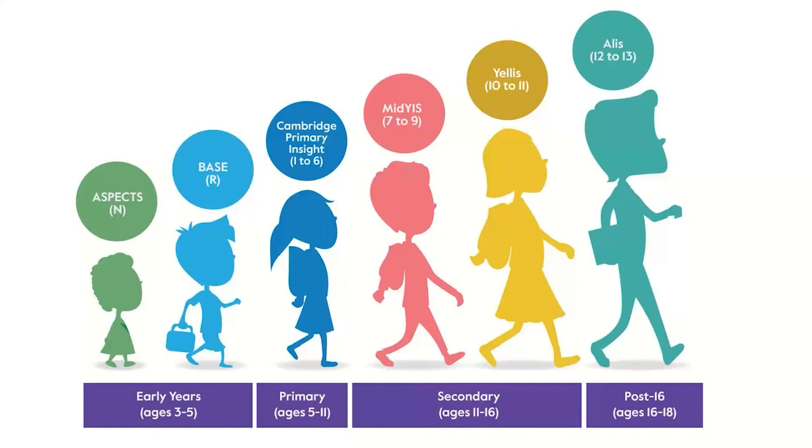So Cambridge Primary Insight fits into this gap here, where you can see the third figure across. This represents the range of CEM and Cambridge products that we have, which assess children from the early years with Aspects all the way up to post-16 with ALIS. So we are talking today about Cambridge Primary Insight, which is typically for children from the ages of 5 up to 11.